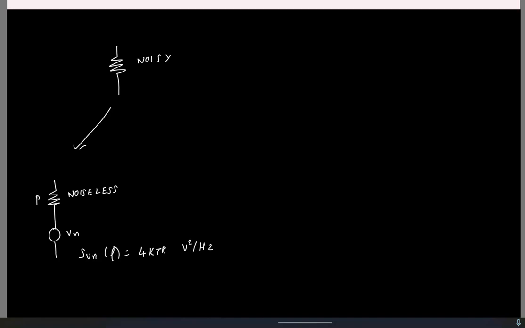Now, if I have a voltage source in series with a resistor, I can also represent it as a current source in parallel with the same resistor. What will be the value of the current source? If this is Vn, what is this current? Vn by R? Source transformation, right?